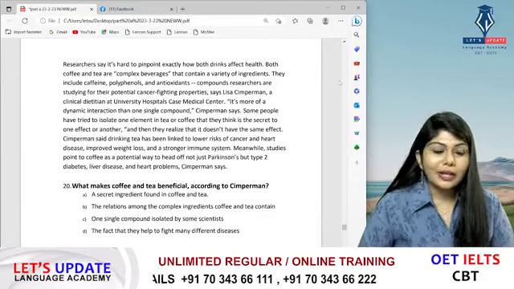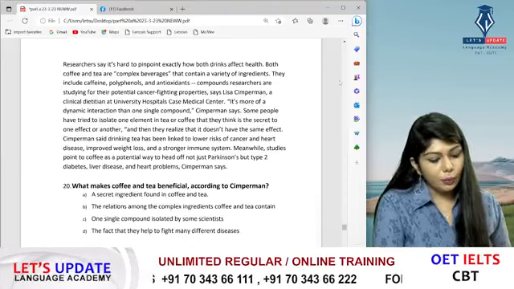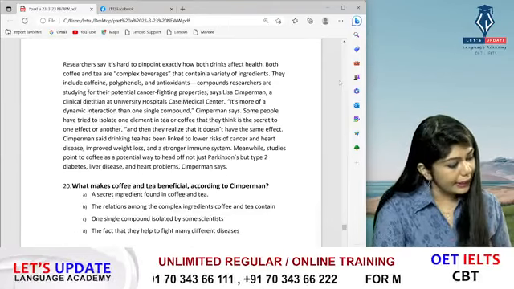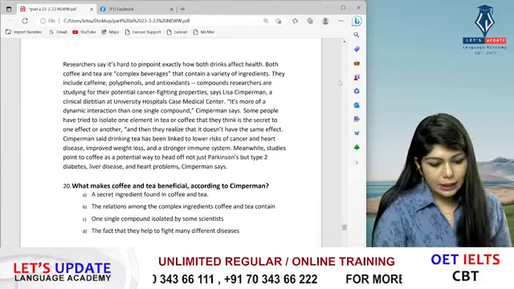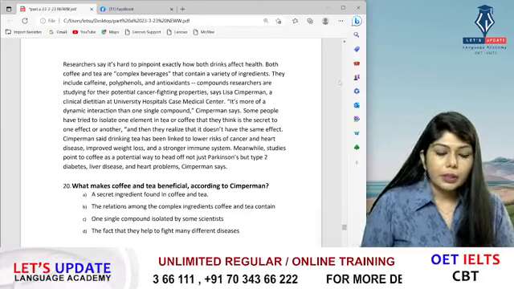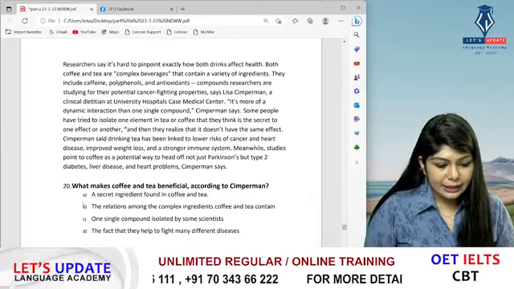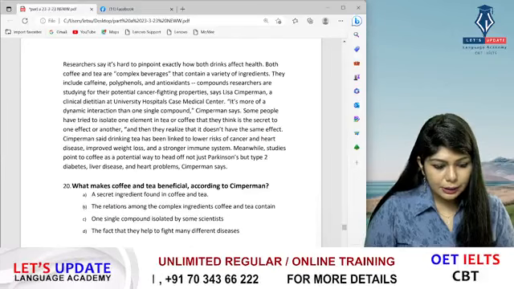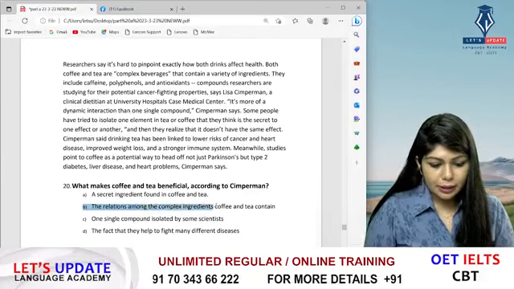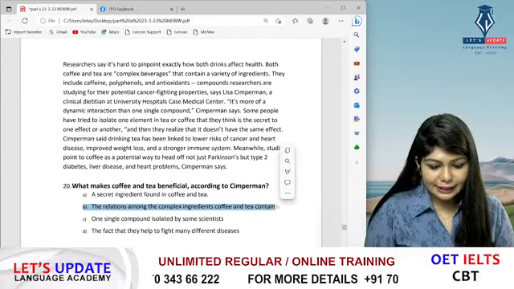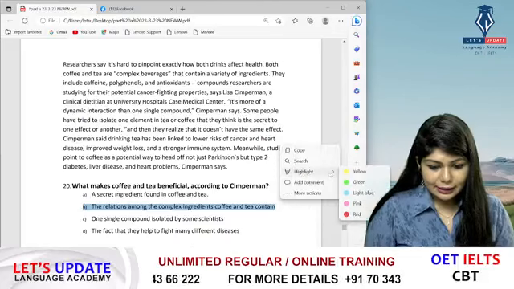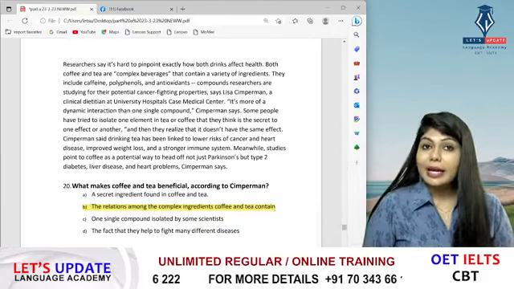Okay, so now we'll look at the correct answer for this question. The correct answer for this question is option B, relations among the complex ingredients coffee and tea contain. Okay, and that is the correct answer.